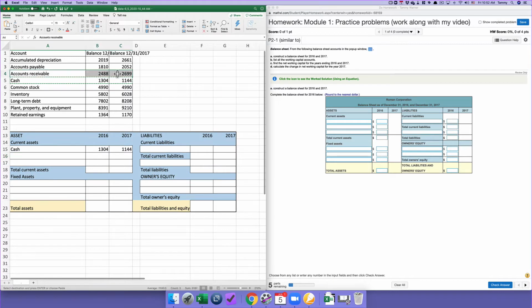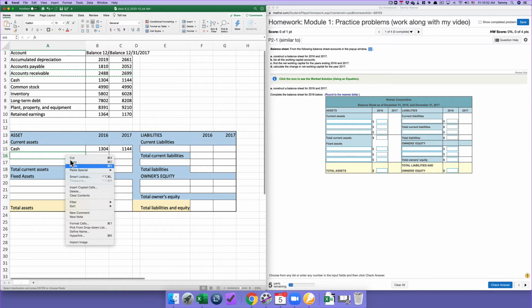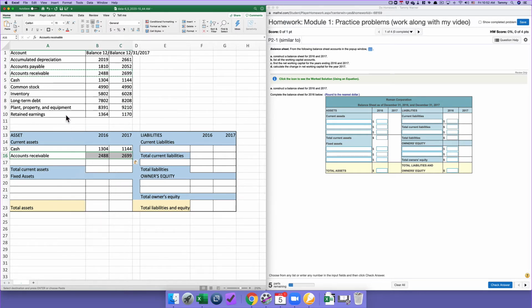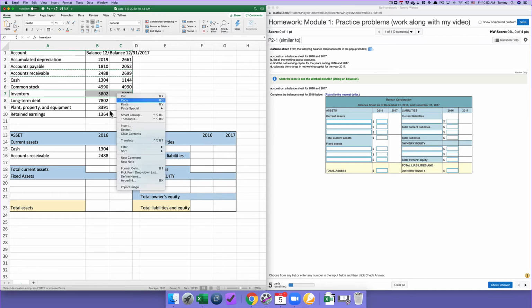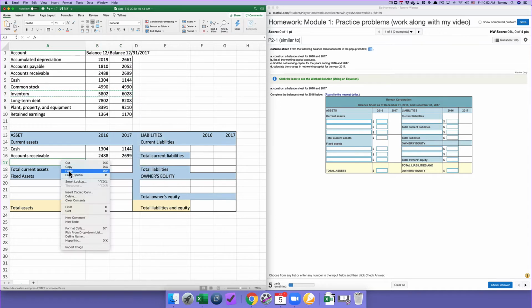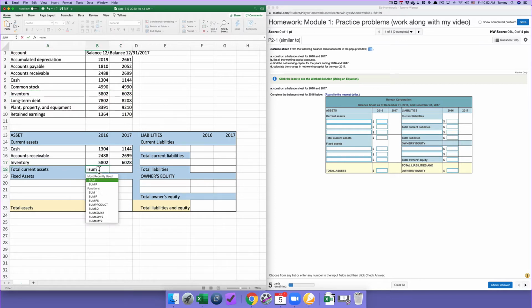Yeah, accounts receivable. So typically you would have current assets presented in this order, in order of liquidity. So cash is the most liquid, accounts receivable is almost as liquid as cash, and then inventory is not quite as liquid because you don't know for sure whether you're going to sell it. So paste that in there. So for our total current assets, we can use a sum formula.